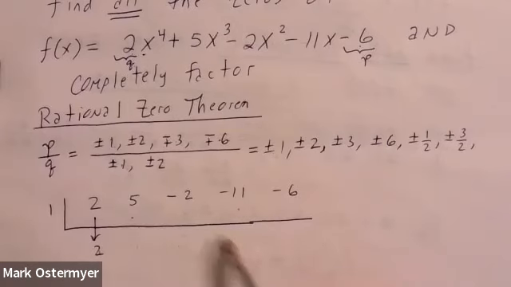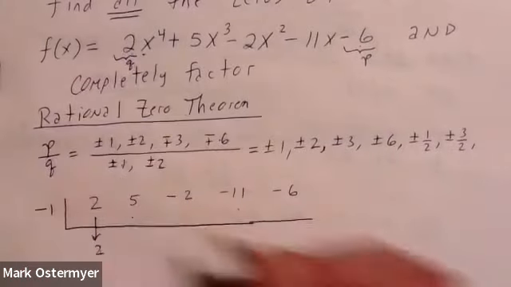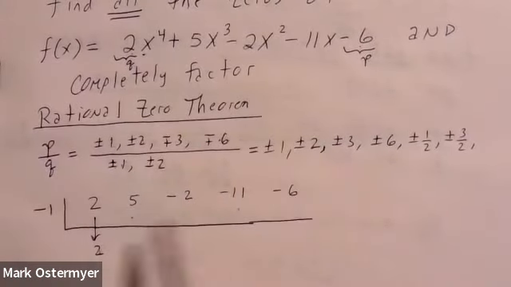Negative 6. 1 times negative 6 is negative 6, but these would add up to negative 12. 1 does not work. Try negative 1. Negative 1's in our list. Let's do it visually first, and then if it works, we'll pencil in the details. What's negative 1 times 2? That gives me negative 2.